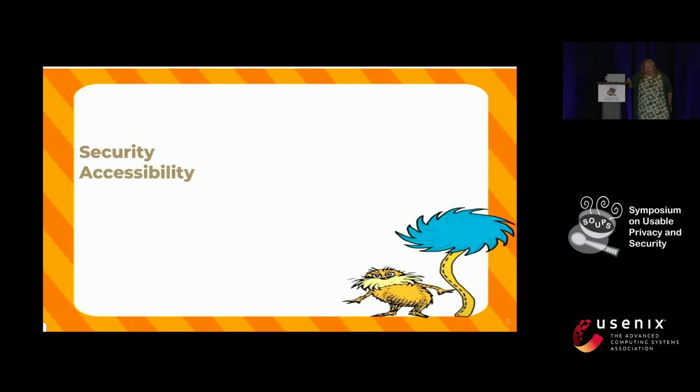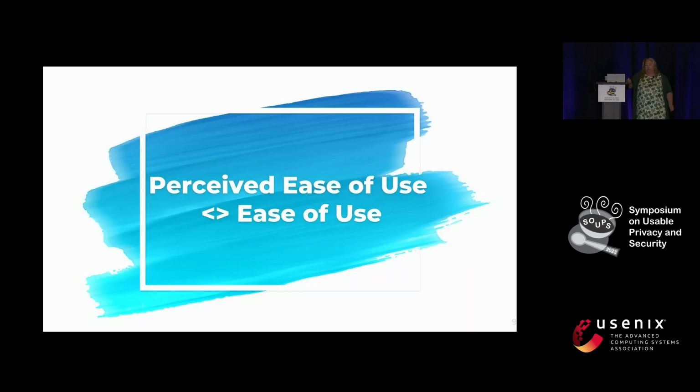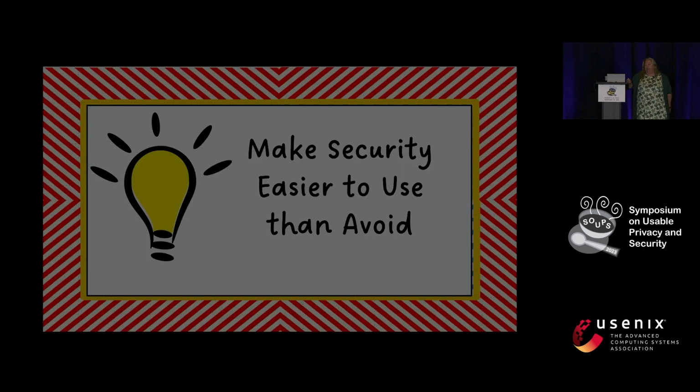Here's the problem. Ethically, should security accessibility depend on my cognitive ability? What if I am distracted, exhausted, elderly, autistic, undeveloped frontal lobe? That means children or teenagers. So, perceived ease of use is not the same as actual ease of use. Shouldn't we be trying for actual ease of use? I think so. Make security easier to use than to avoid.